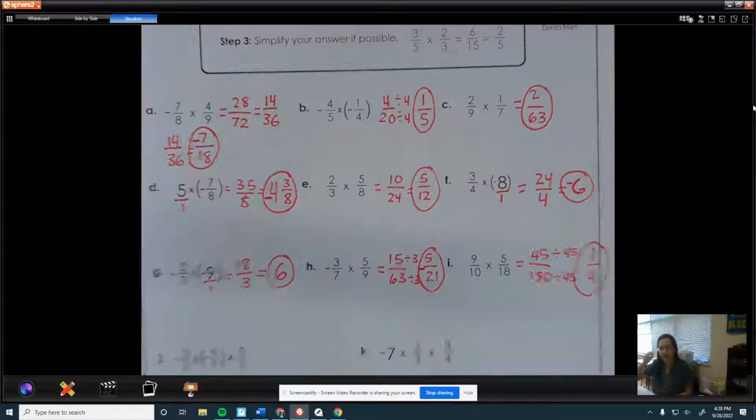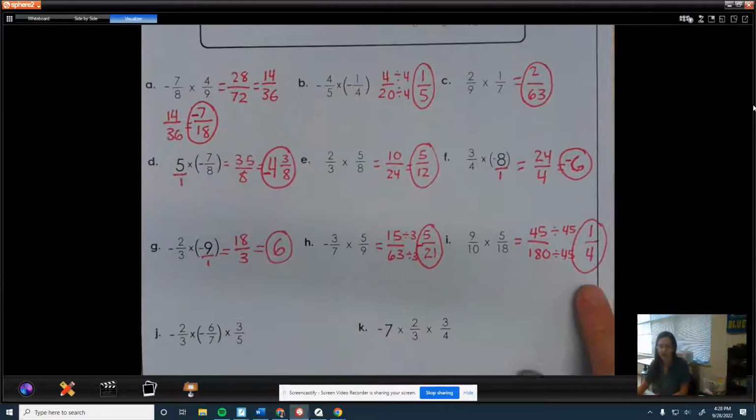If you divided by 5, that would have worked too, but then you would have had to divide by 15, or divide by 5 again, and then divide by 3. So however you did it is fine, as long as you got 1/4.